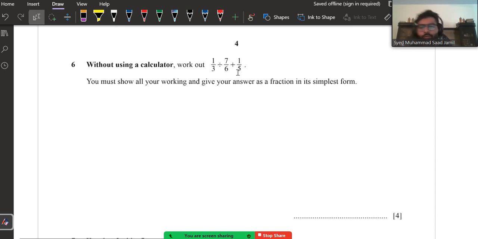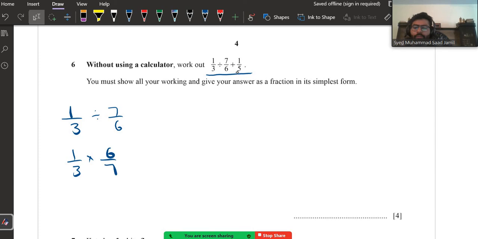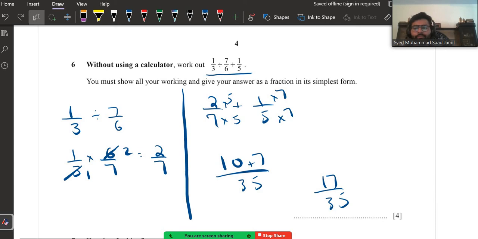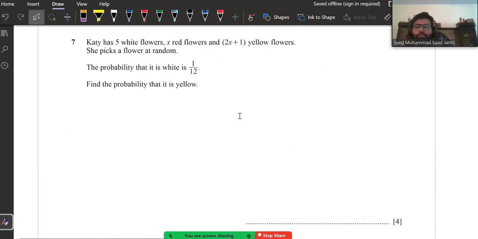Without a calculator, work out. Okay. You have this whole thing. Just divide it first, because we use the BODMAS or the BEDMAS method. So this is going to be divided by 7 upon 6, 1 upon 3 multiplied by 6 upon 7. 3 1s are 3, 3 2s are 6, so it's 2 upon 7. Now 2 upon 7 plus 1 upon 5. Multiply this side with 7 and this side with 5. So 10 plus 7 upon 35 is going to be 17 upon 35, which is your final answer. Moving on to the next question.